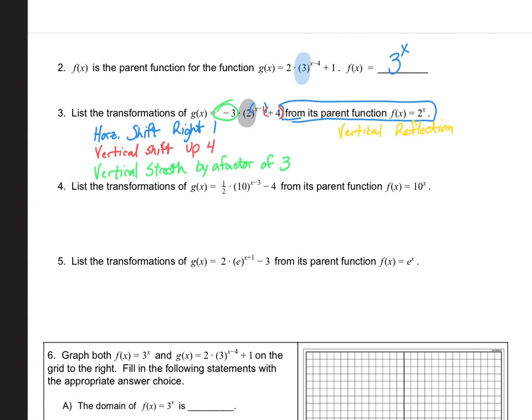Number 4, family is base 10. That has nothing to do with transformation, all to do with family. So let's start with the easy one in this case. Well, there's a subtracting directly at the back, so we have a vertical, and it is subtraction, which makes it a shift. And since it is vertical, we do exactly what it feels like, which is down 4.